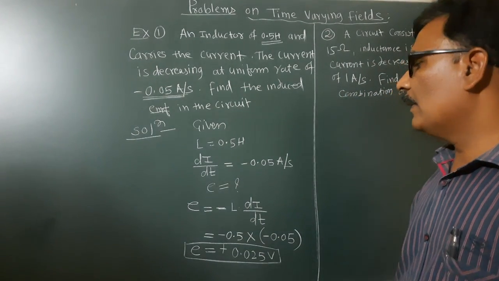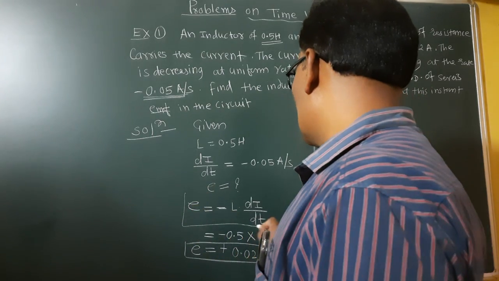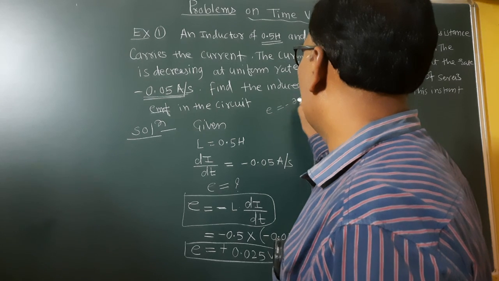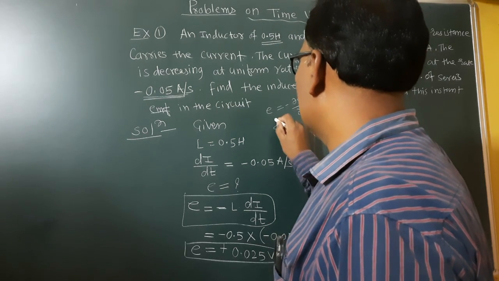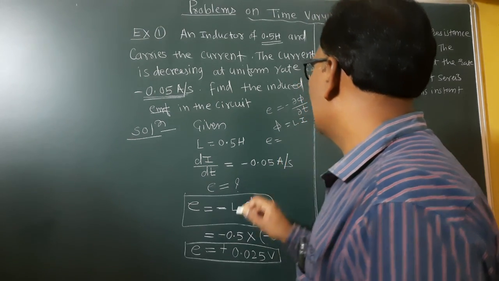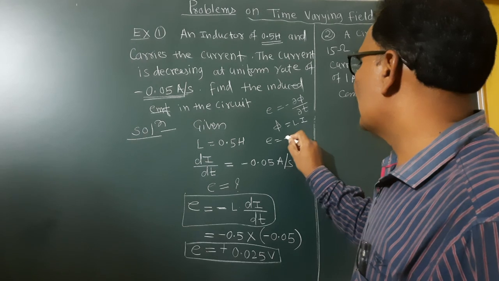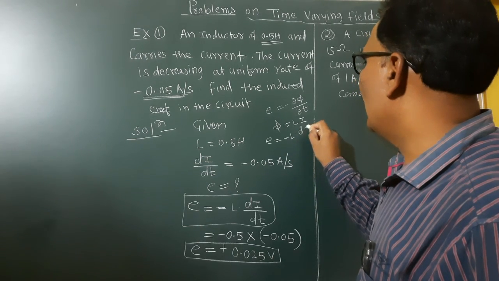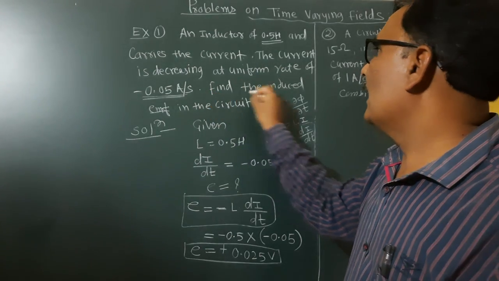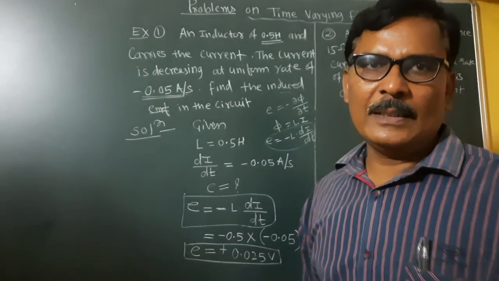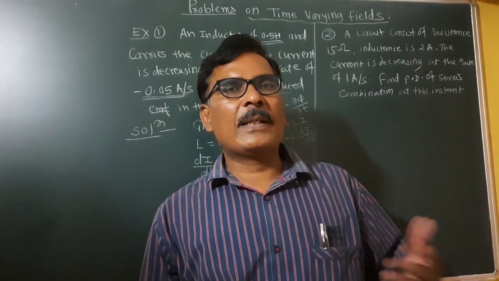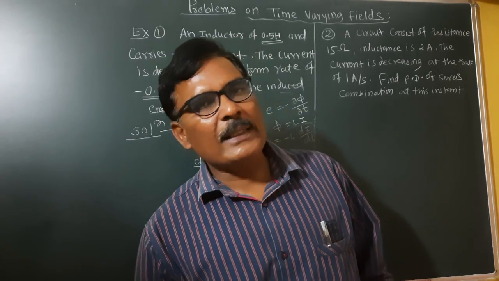In the examination, the formula to write is E equals minus d phi by dt, where phi is L into I. Substituting that value, we get E equals minus L into di by dt. This is the formula we use for finding the EMF induced in the circuit. Understand? By Faraday's law of electromagnetic induction, E is equal to minus d phi by dt.